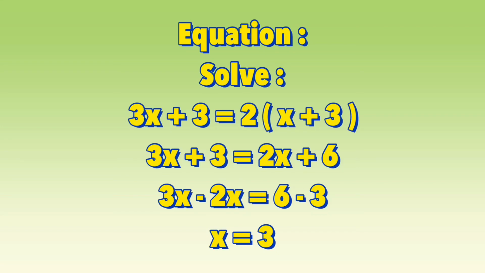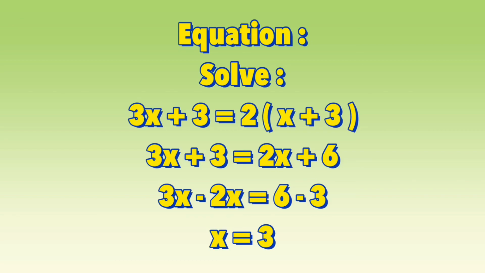Okay, to solve the equation, we have to copy the 3x plus 3 equals, multiply 2 times x equals 2x, and 2 times 3 equals 6. And next, we're going to transpose the 2x to the left side of the equation and the constant on the left side to the right side of the equation. Now we have 3x minus 2x equals 6 minus 3, because positive then changes to negative. Then 3x minus 2x equals x, and 6 minus 3 equals 3.